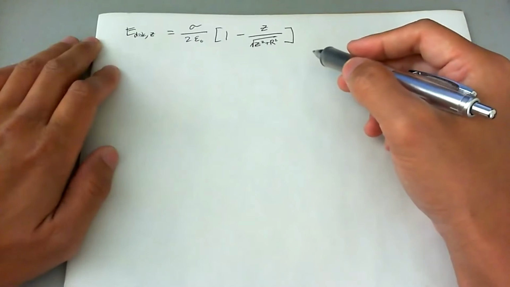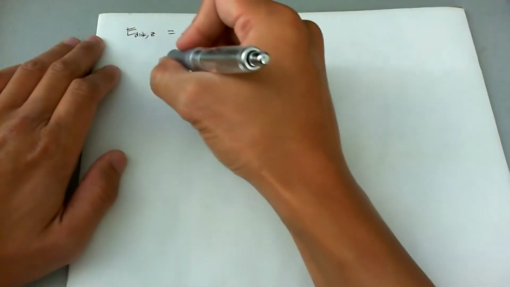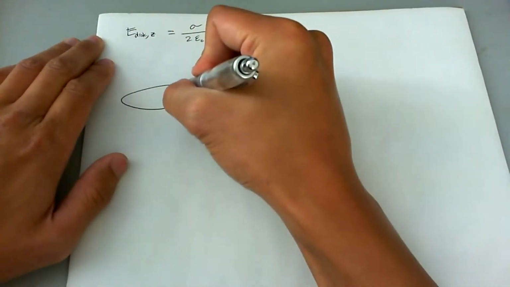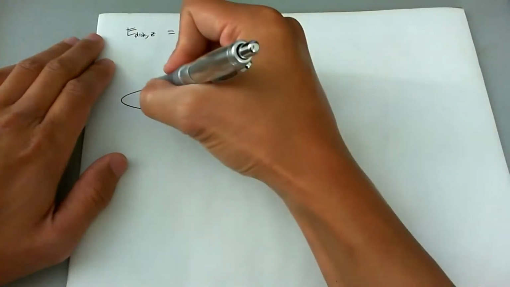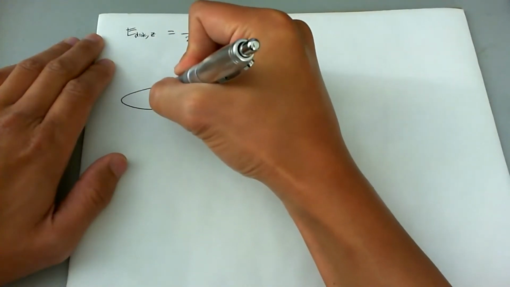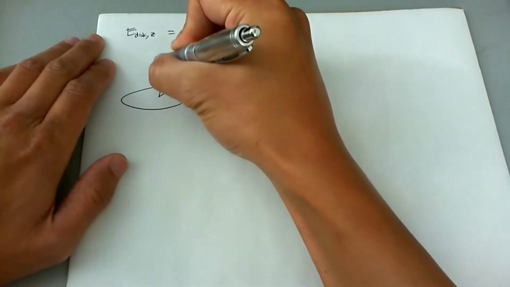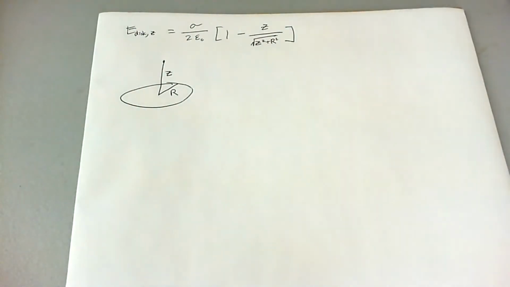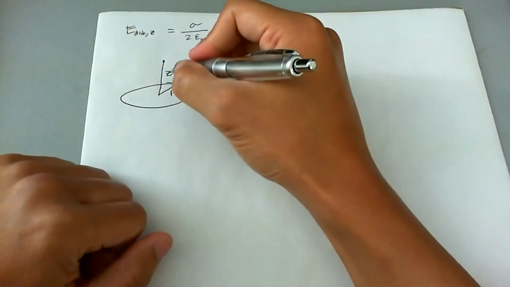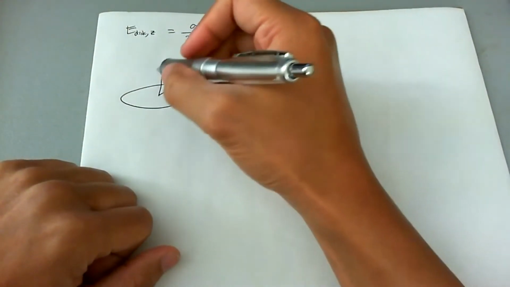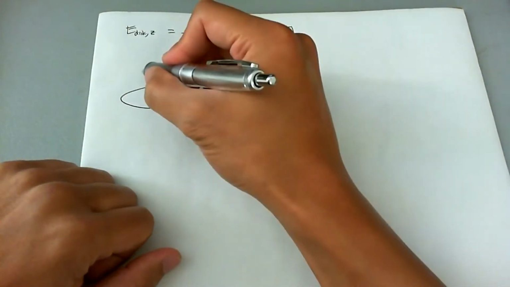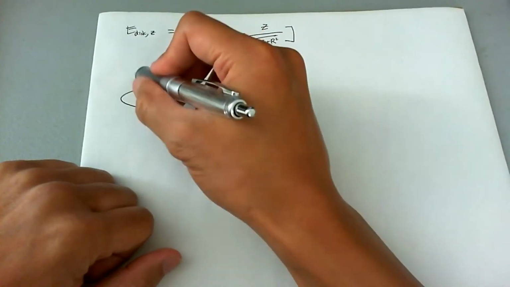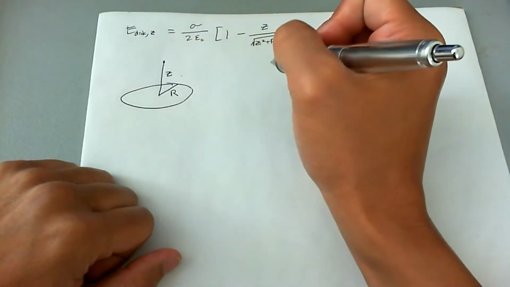So it's kind of a long, complicated equation. To draw a picture and to tell you what the variables mean, basically imagine a disk of radius r, and you're looking at a point directly above the middle of the disk at a distance of z. So this equation does not apply for any other point that's not directly above the middle of the disk.